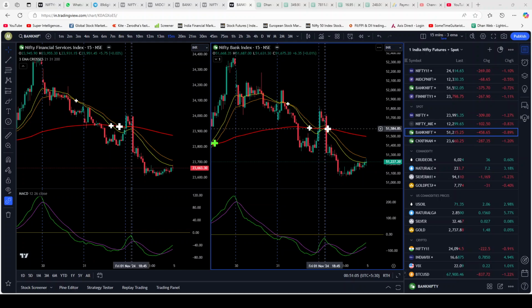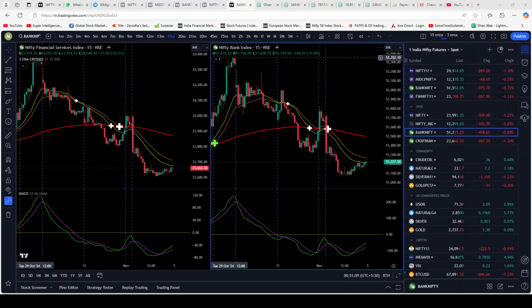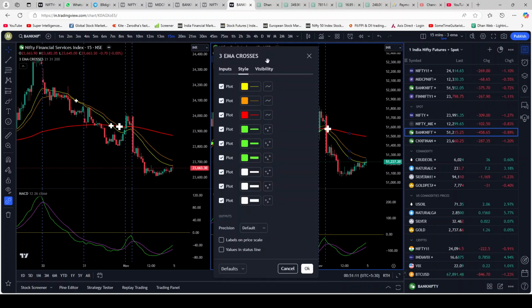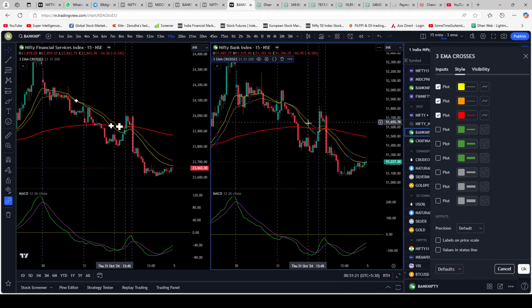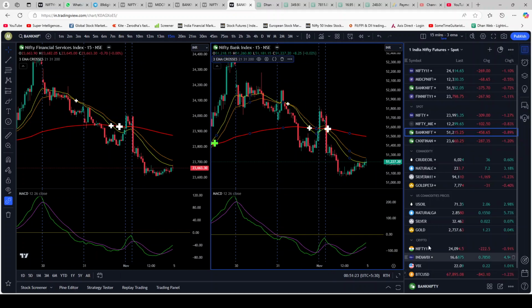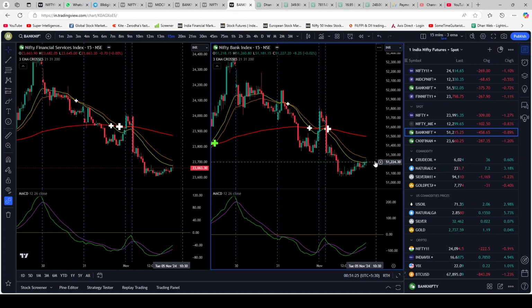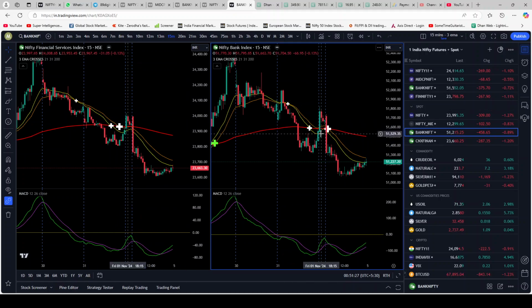Now whether you want to see these crosses or not is up to you. If you don't want to see these crosses, you can just make them invisible, and they'll just disappear. You can make this one also disappear if you want. That way you will have to find the intersections. So I just leave it the way it is, and this is how a 15 minutes chart would look.